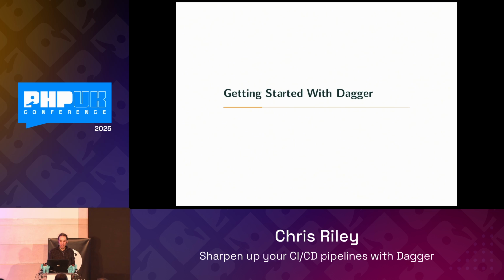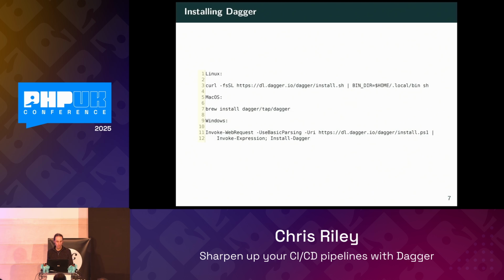So you now should have a bit of a basic idea of what problem Dagger solves for you and why you'd want to actually start using it. So I'm going to start taking a look at how you actually start building a pipeline using Dagger, using the PHP SDK to build a module for your own code base. So the first thing you need to do is install Dagger.